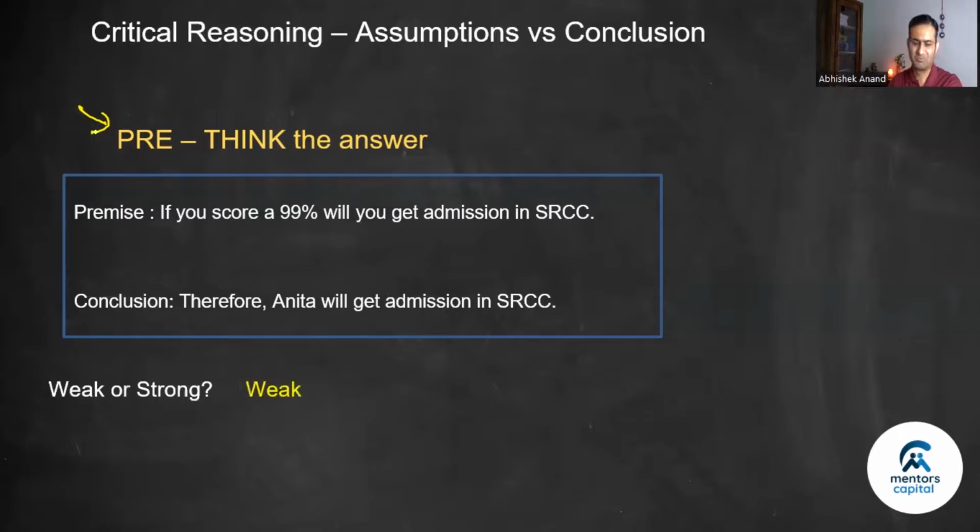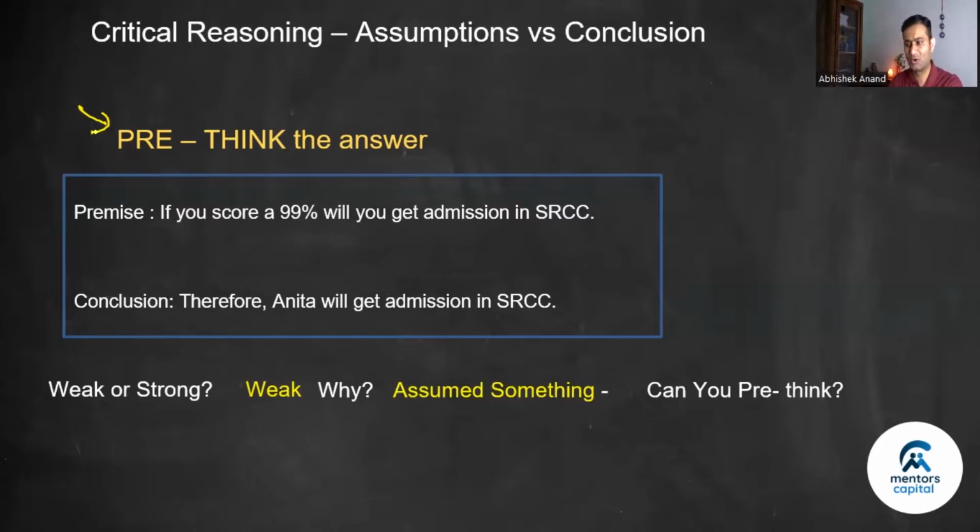Is this weak or strong? This is weak. Why? Because you assumed something. Can you pre-think what was assumed? Yes, that Anita secured 99%. This was an assumption. So in an assumption question, always pre-think.